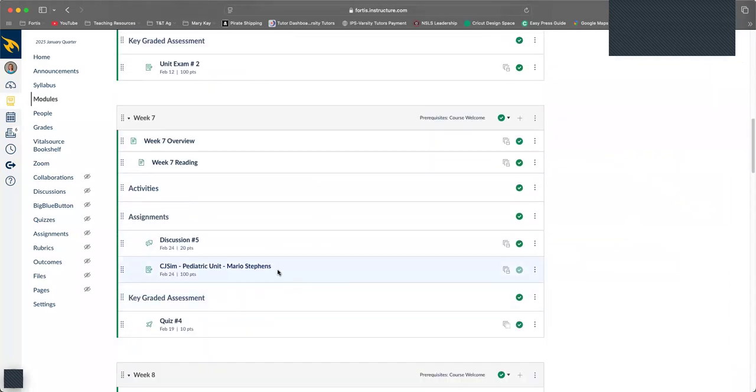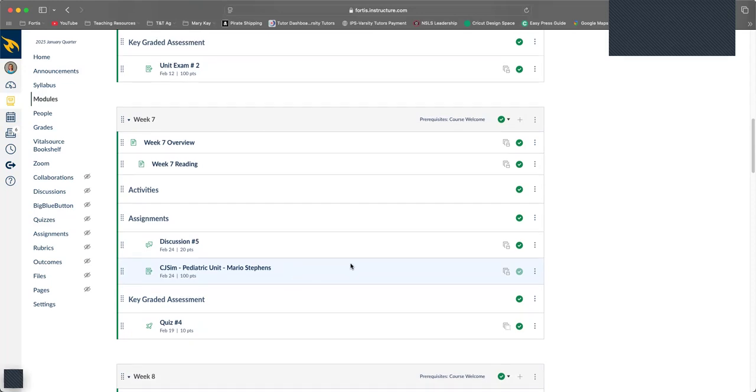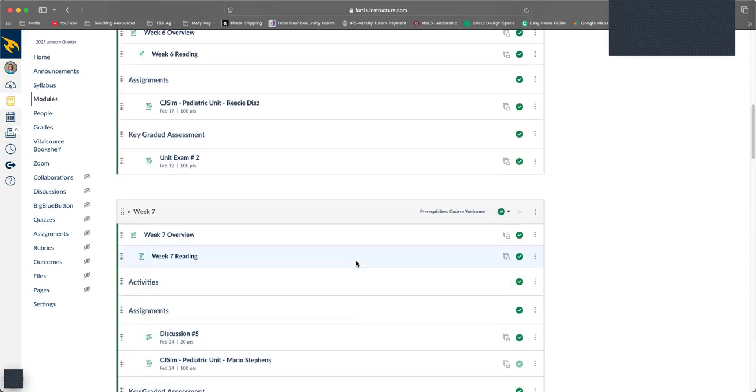Next week, you have our second clinical judgment sim, which is Mario Stevens, and our discussion 5 post. We will have quiz number 4 next week that's going to go over cardiac and respiratory. So that study guide for week 6 will be helpful for you. If you did not notice, our homework grades were turned on this week. So if you saw your grade shift, that's because homework grades are on.